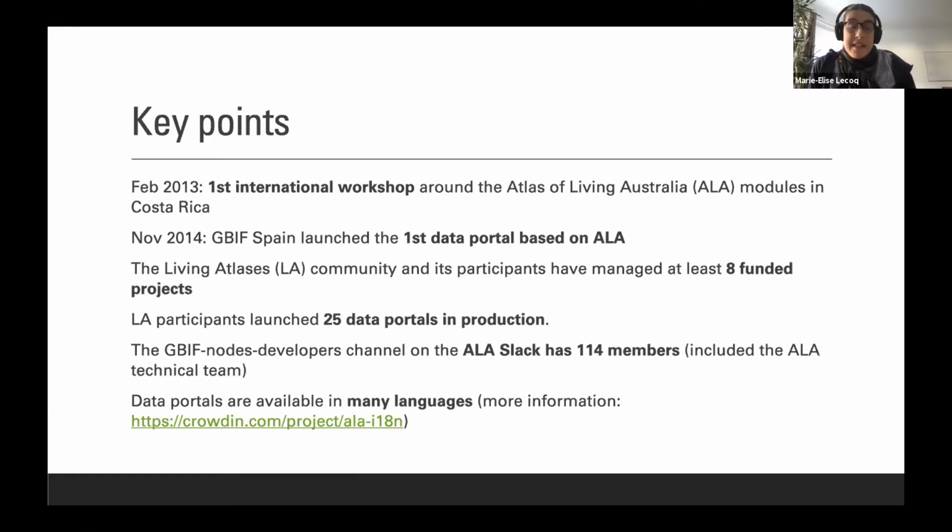The Living Atlases community has an ALA Slack, the GBIF node developer Slack, where you will be able to ask any technical question. Today, there are more than 100 members, including the ALA technical team, and every month new members come. One of the most important parts is that the data portals are available in many languages, and if you follow this link, you will find the different languages available.